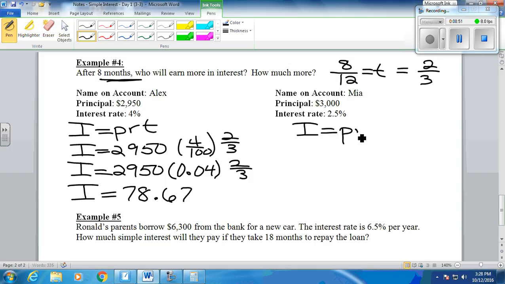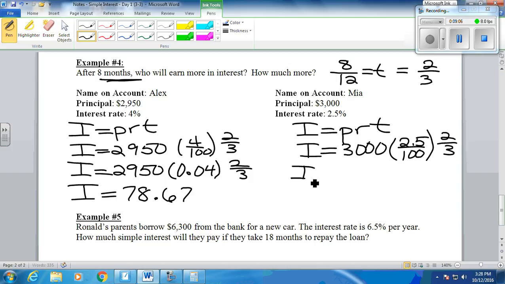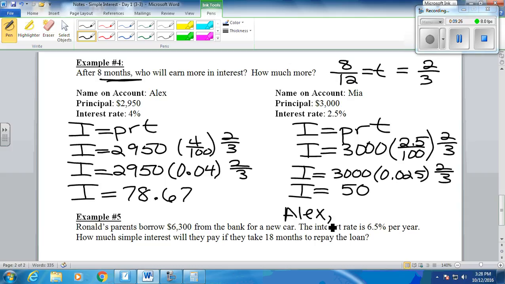Mia, same formula. This time her principal is $3,000. Her rate is 2 5/10%, and her time is 2/3 again. So 2 5/10% is going to be 25 thousandths. So again, I would start by changing 2/3 to a decimal, then multiplying all the other numbers, and I get $50. So who gets more? Alex. How much more? Well, I would have to subtract $78.67 and $50 to get me $28.67.